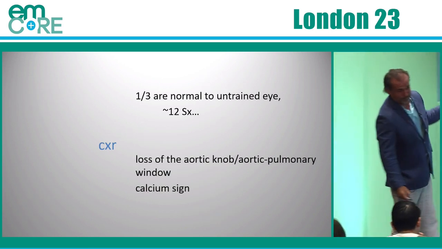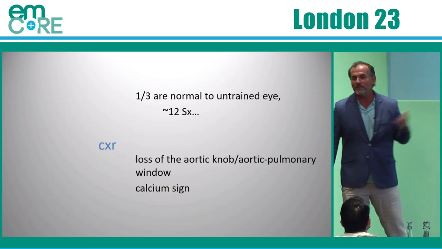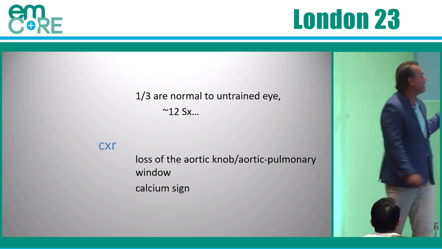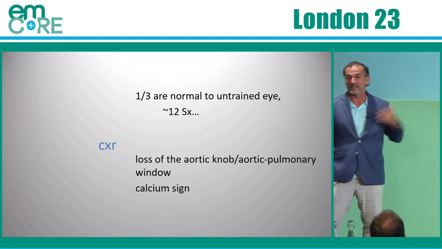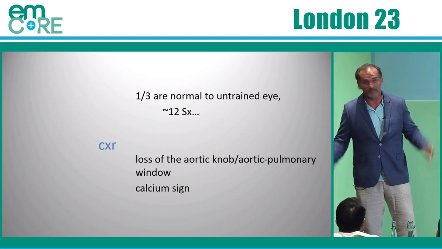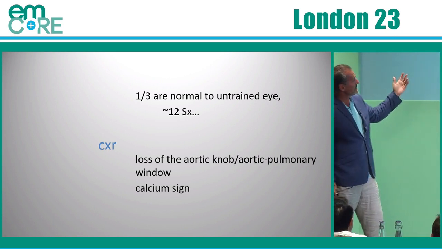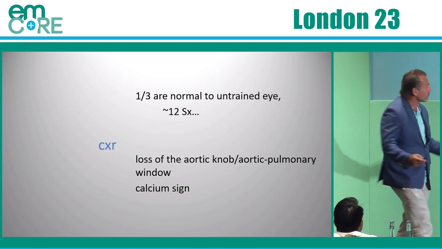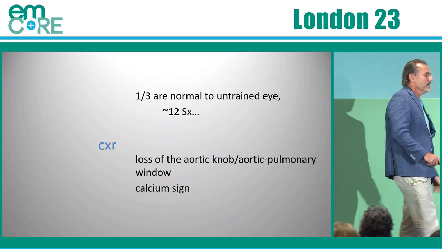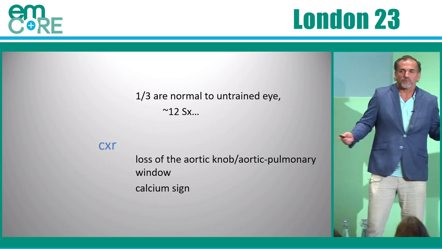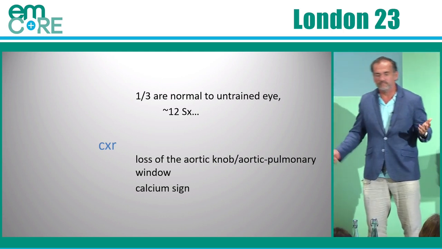Chest x-ray, can you name the 12 signs? Maybe when I was doing my board exam I could, but I can't do it now. And a third of them are normal to the untrained eye. That's the average emergency medicine physician. So the classic ones we talk about: loss of aortic knob, the calcium sign, all these signs. I'm not going to order a chest x-ray to risk stratify a patient like that.